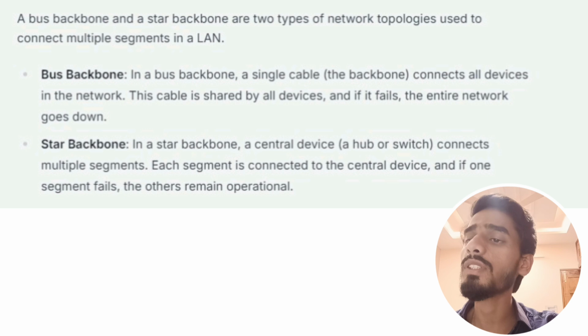Next, let us see some differences between bus backbone and star backbone. A bus backbone and a star backbone are two types of network topologies used to connect multiple segments in a LAN. Bus backbone. In a bus backbone, a single cable, the backbone, connects all devices in the network. This cable is shared by all devices, and if it fails, the entire network goes down. Star backbone. In a star backbone, a central device, a hub or switch, connects multiple segments. Each segment is connected to the central device, and if one segment fails, the others remain operational.